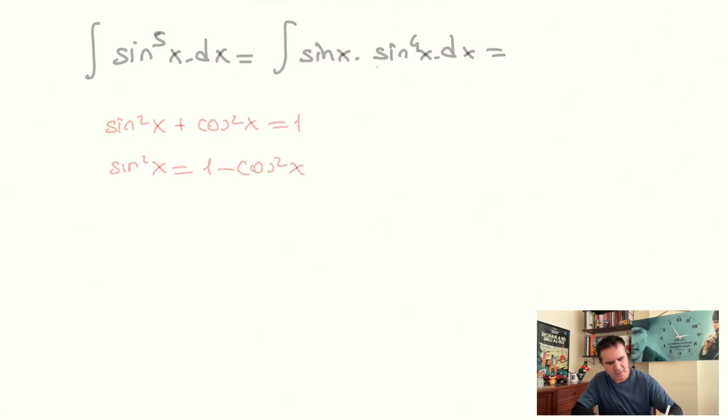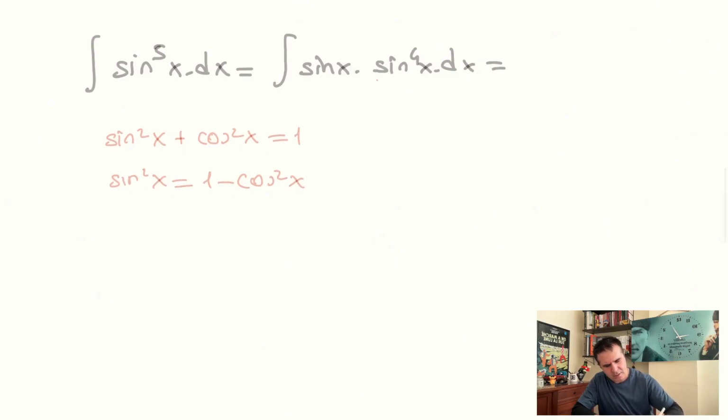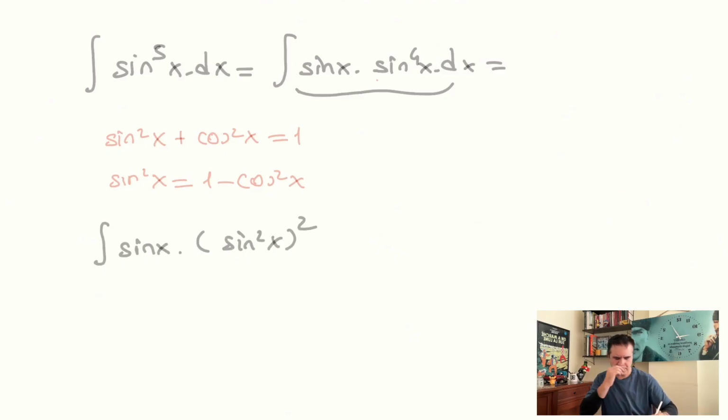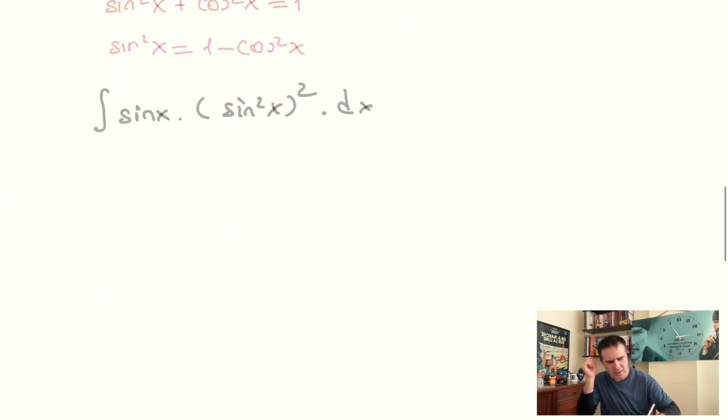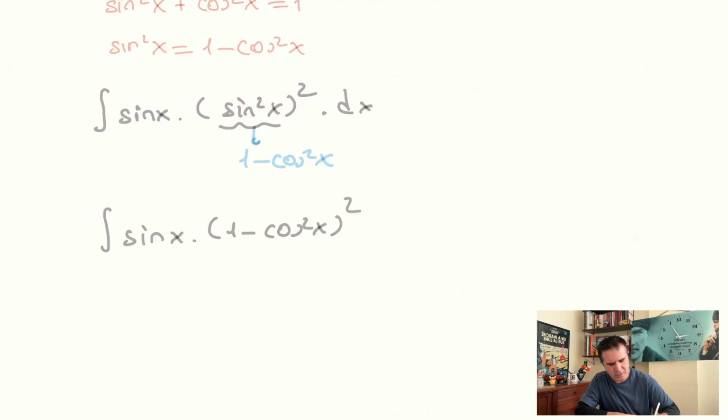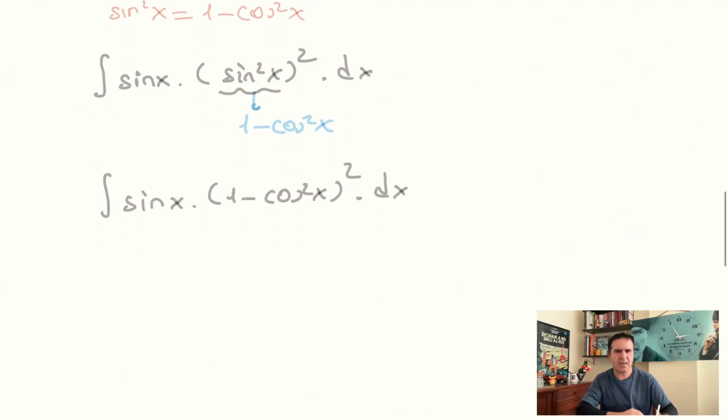In this integral, we will write this integral as sine x times square of sine square x dx. And now we will write here 1 minus cosine square of x instead of sine square of x. Then the integral becomes sine x times 1 minus cosine square of x, squared, times dx.